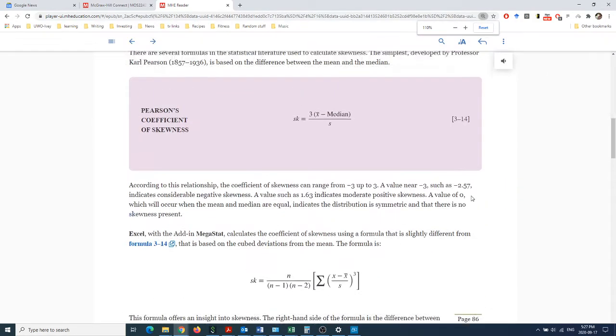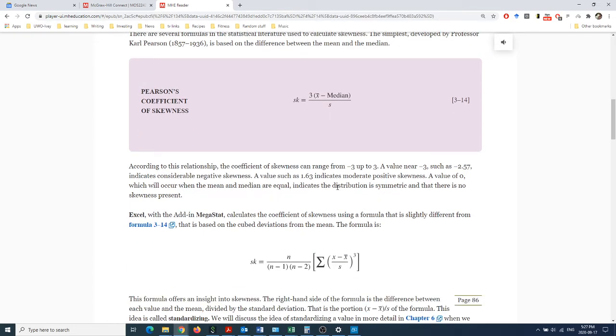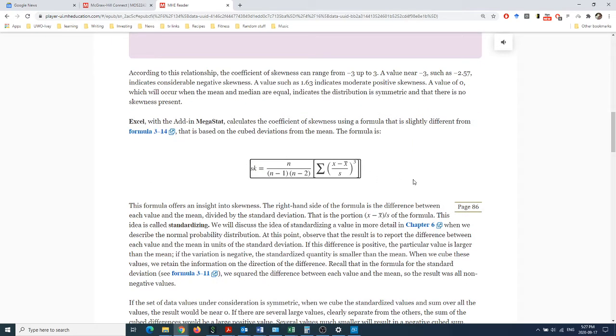So one way to figure out the skewness is using Pearson's coefficient of skewness, where you subtract the median from the mean and divide it by the standard deviation. Dividing by the standard deviation is a concept known as standardization, and it's mainly to compare apples to apples, so that you can make good comparisons between different kinds of distributions. Another way to find the skewness is by this formula. This is a lot closer to your standard deviation and your variance formula.